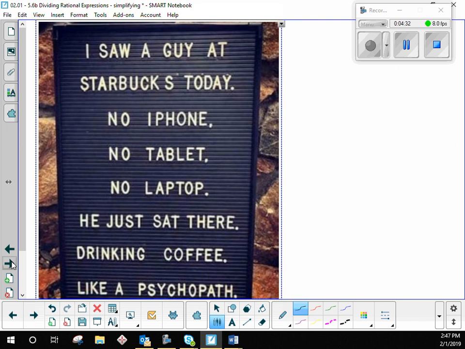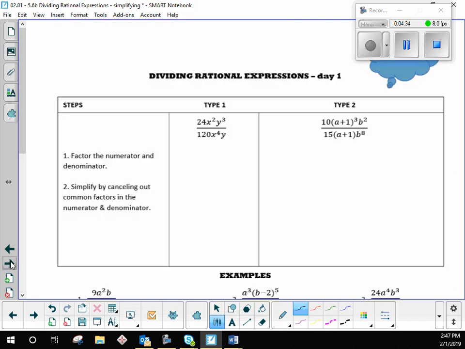Okay. So here's how today's notes are going to go. Very straightforward. And it's essentially stuff we've already done, except with one new addition. So we are dividing. We're really just simplifying these fractions. This is technically division because of the division bar. It's something divided by something. But we're really just going to be doing it by simplifying.